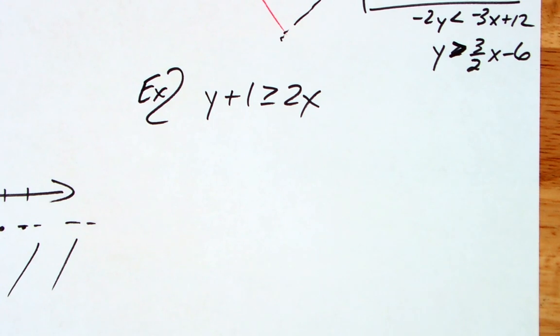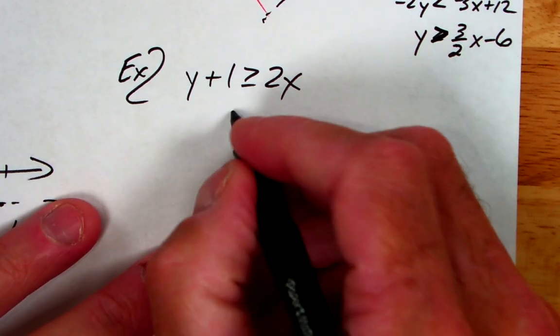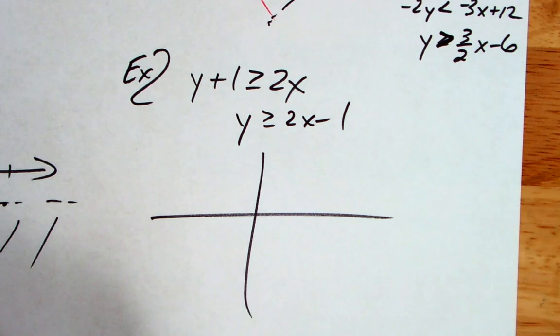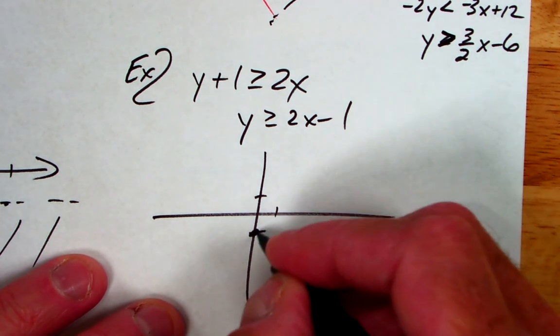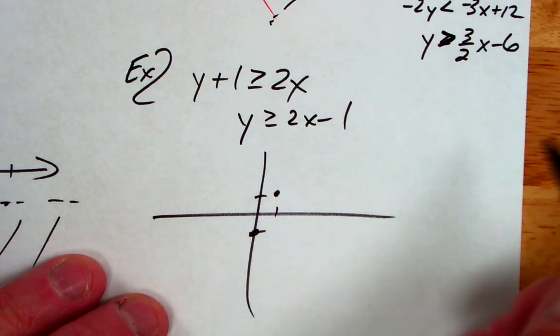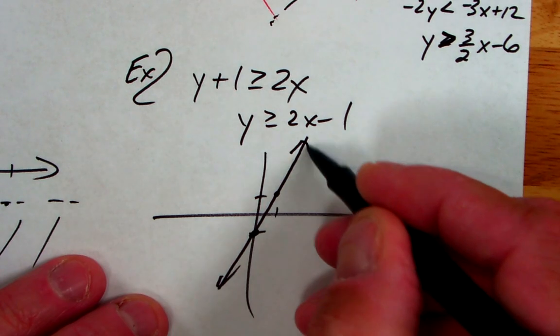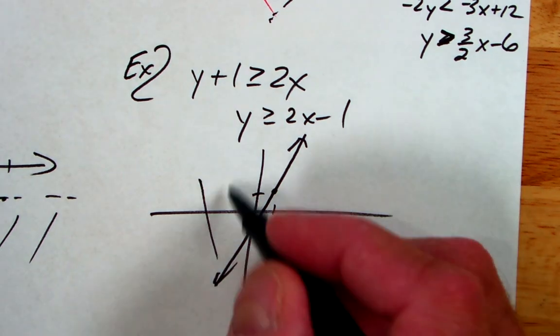Checking my settings and stuff on my YouTube while you're doing that. Okay, here we go. Get y by itself. Y is greater than or equal to 2x minus 1. This should go quick if you get your skills down from that packet. Negative 1, up 2, over 1. Solid or dotted? And this one, you can use a test point, but since y is by itself, we're going to shade up.